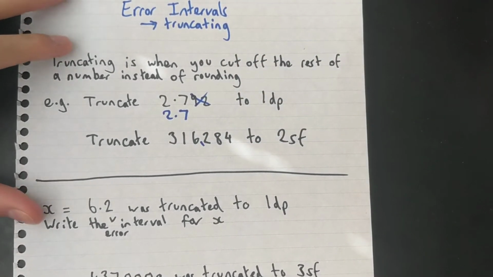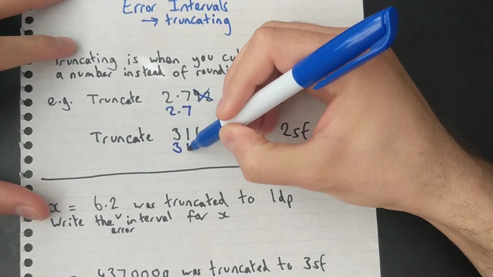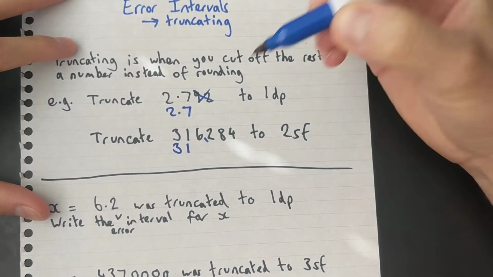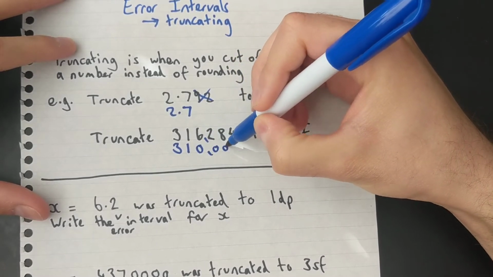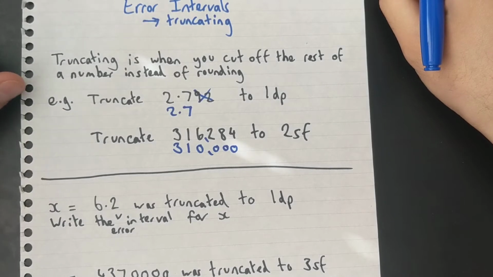316,284 to two significant figures. Well, here I've got my 3 and my 1 as my two significant figures. Everything else is just going to be 0. So if I'm truncating that, that'd be 310,000.